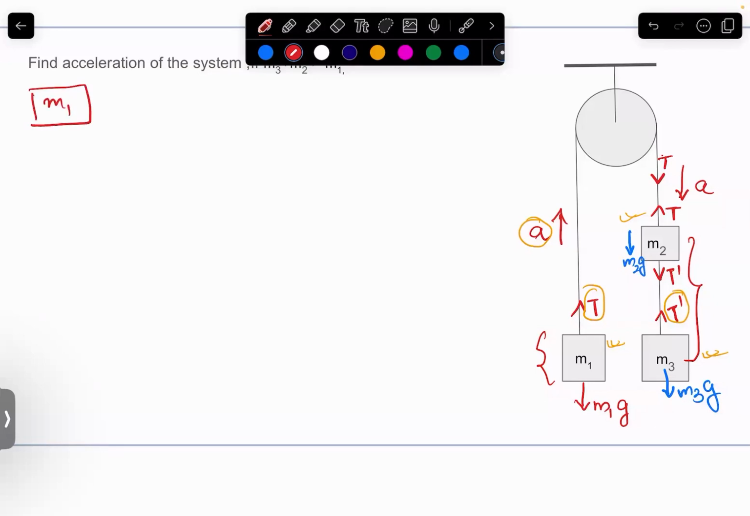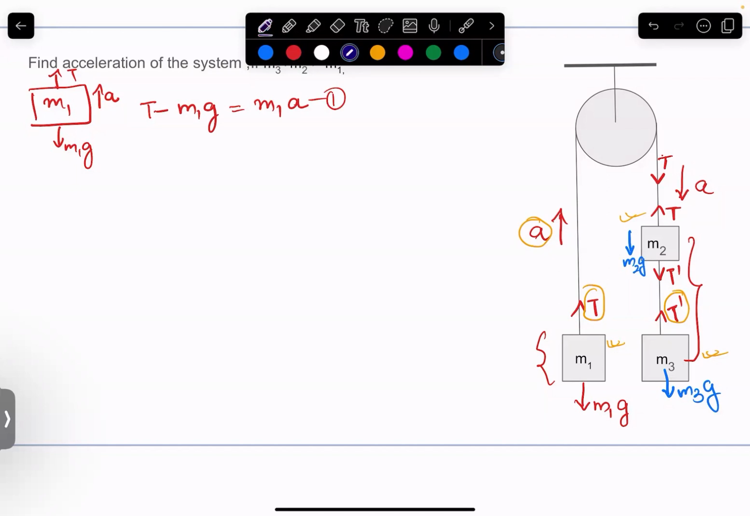So for the m1 block, what are all the forces that are acting? One is this m1g, and another one is this T force, the tension force. So you can write it as T, and this block is going upwards with an acceleration of a. So what we know is net force equals mass times acceleration. So net force is T minus m1g. I have taken T as positive because a is acting along the T direction, equal to m1 times a. So that is equation 1.